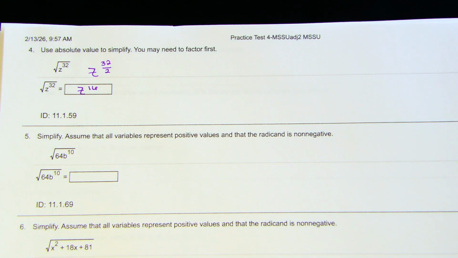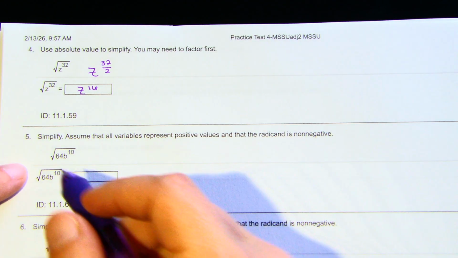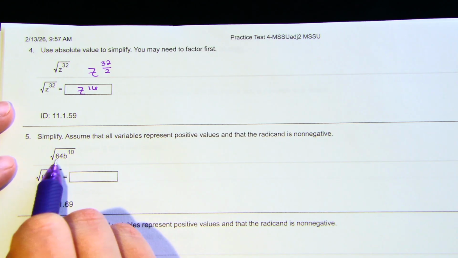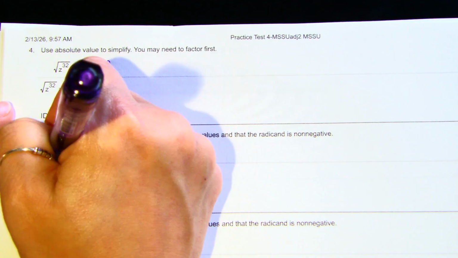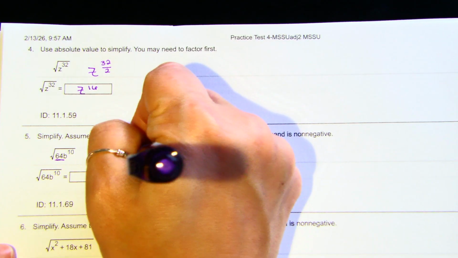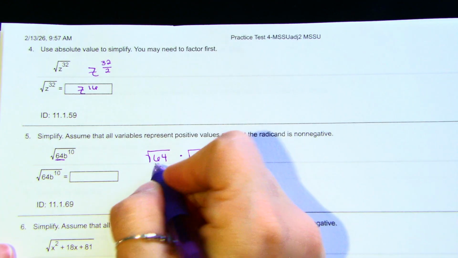Let's go down to 5. It says simplify. So what we do when we simplify is we look at the number part and the variable part separately. The number part is 64, and we say, okay, is 64 a perfect square? Because that really makes our life easy if it is. And this is, again, why I recommend knowing your 1 through 10 perfect squares, because 64 is a perfect square. 8 squared is 64. So that means you can actually split this up into where you have the square root of 64 times the square root of b10. Well, the square root of 64 is 8.